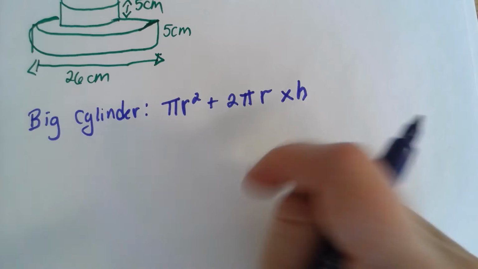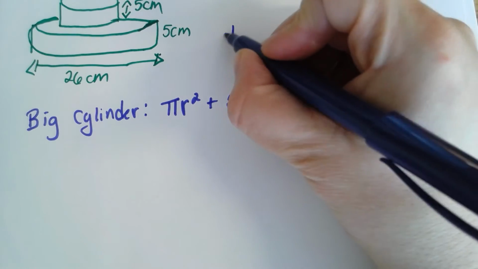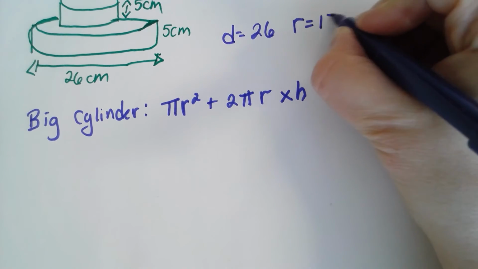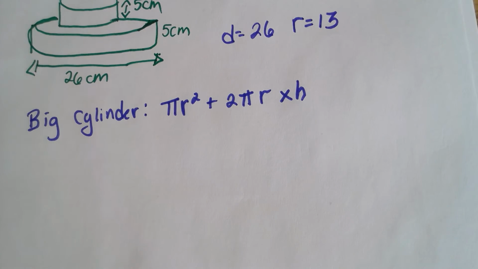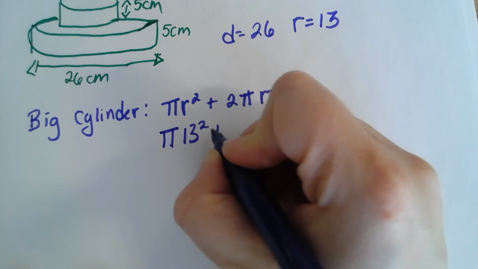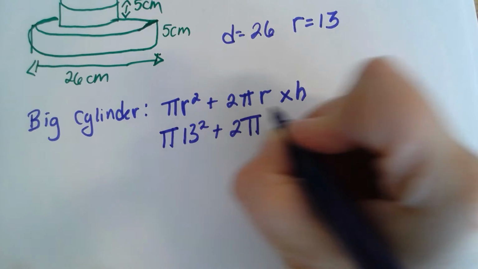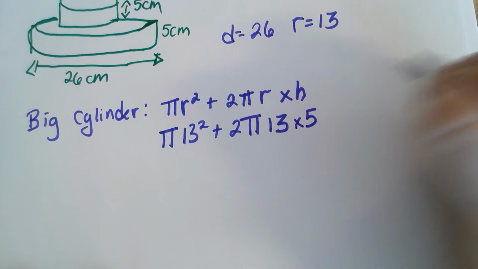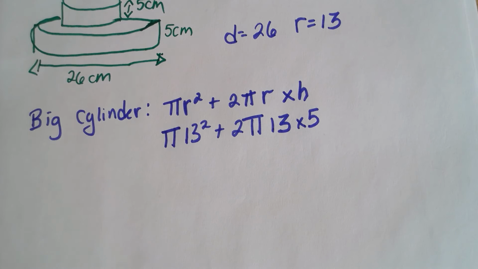So if my diameter here is 26, my radius is going to be 13. So with that information, I'm going to plug it into my formula. So pi 13 squared plus 2 times pi times 13. And as we mentioned, the height is 5. At this point, it is a matter of plugging it into my calculator.